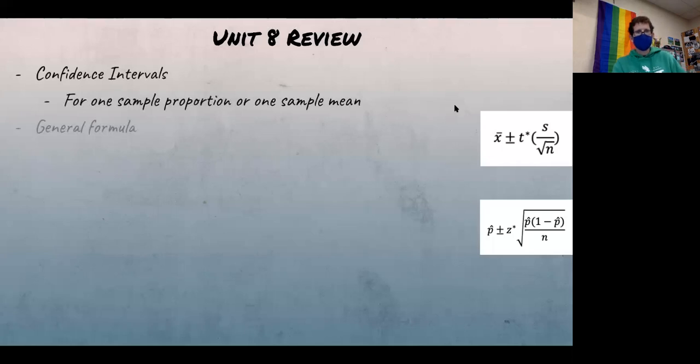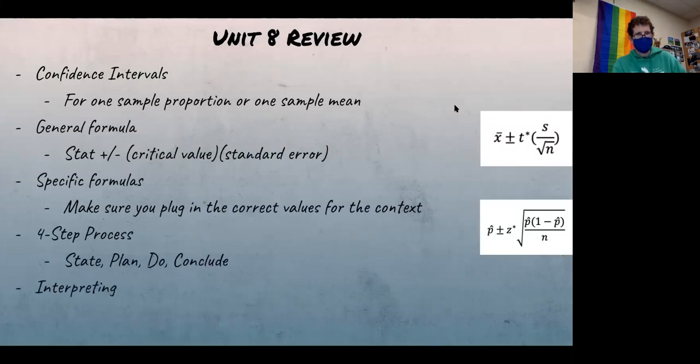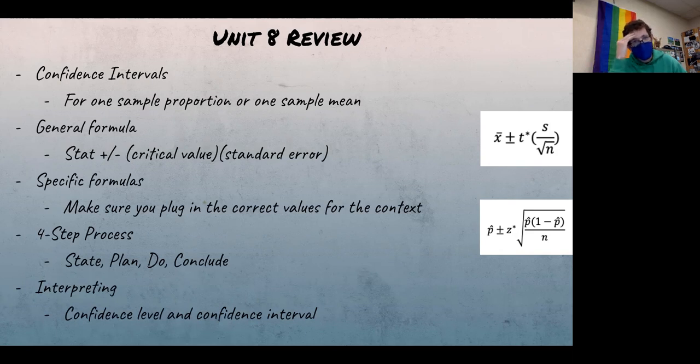Okay, confidence intervals. I'm just going to bring all this stuff up. Unit 8 was the first inference test that we introduced. We had confidence intervals for one sample proportion or one sample mean. We have a general formula, straight off the AP formula sheet, and specific formulas when we plug in the correct values for the context. Our 4-step process was basically state, plan, do, and conclude.